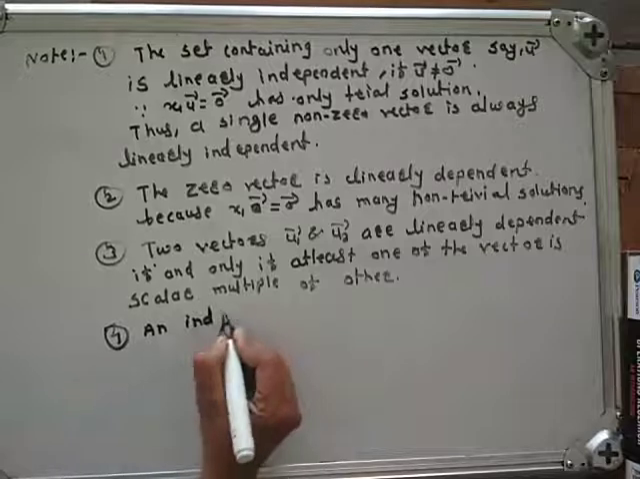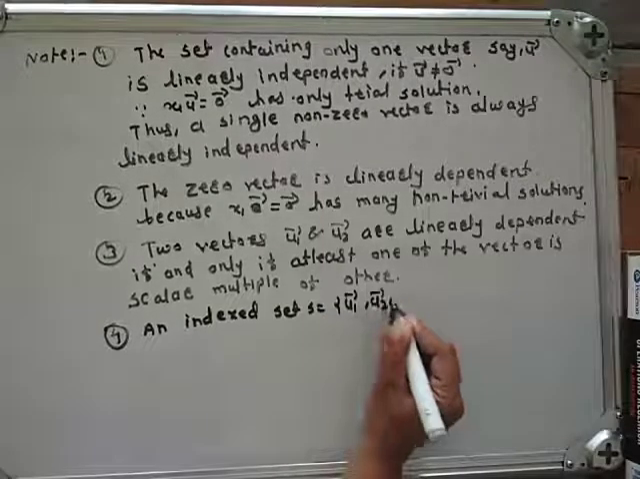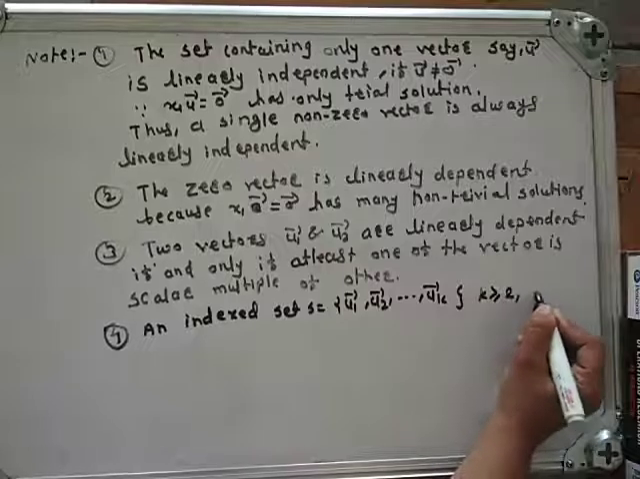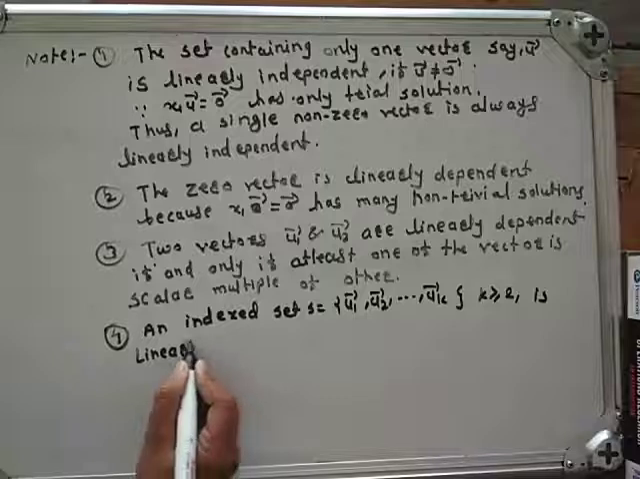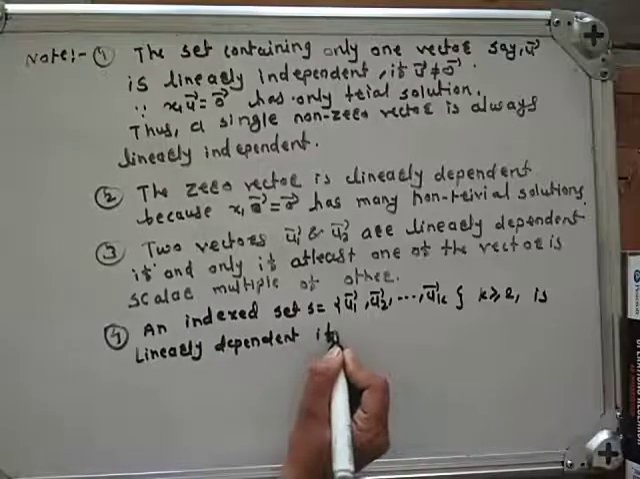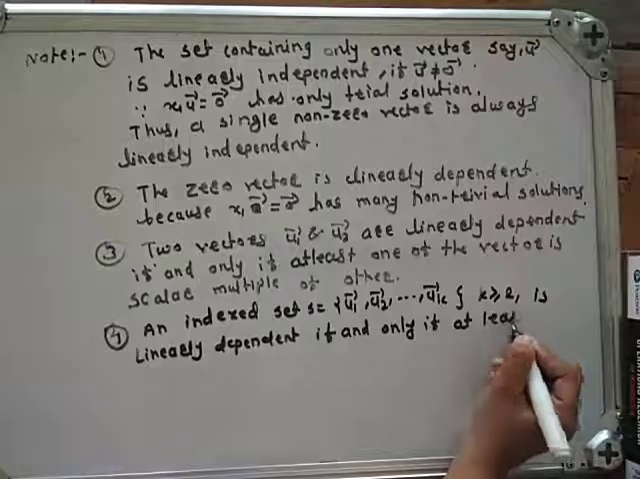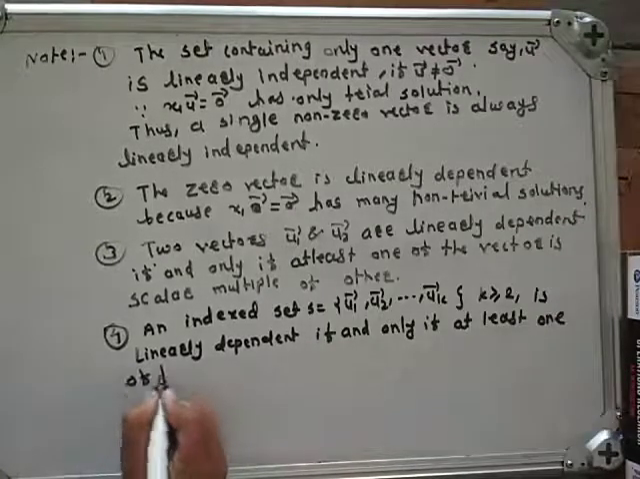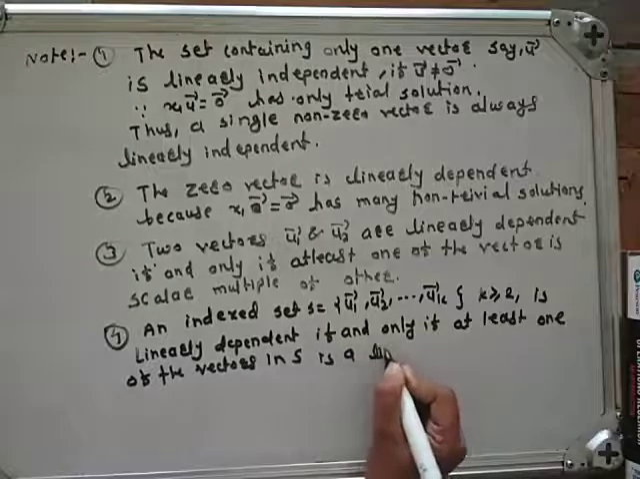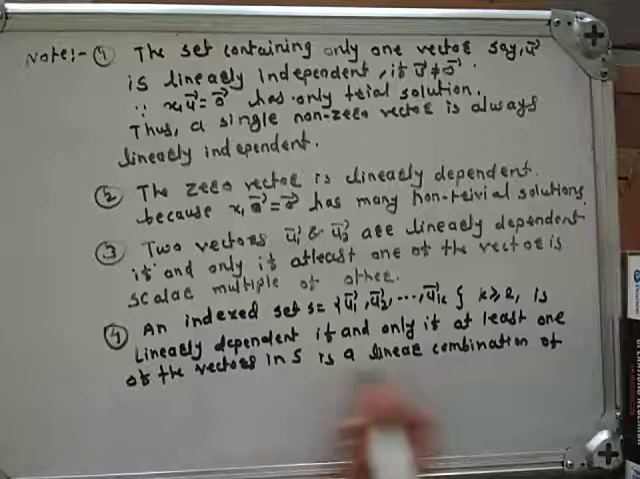An indexed set S = {u1 bar, u2 bar, and so on up to uk bar}, k greater than or equal to 2, is linearly dependent if and only if at least one of the vectors in S is a linear combination of the others.